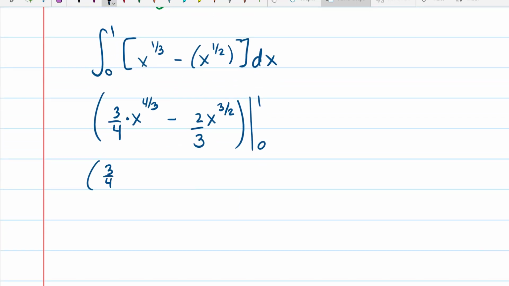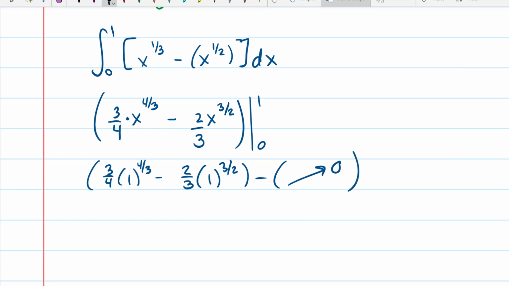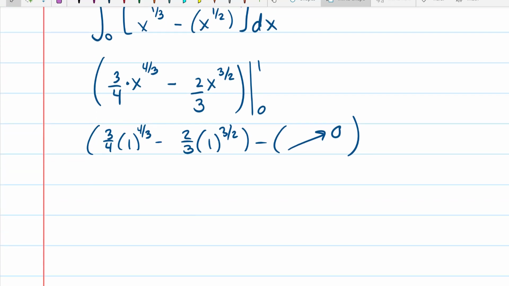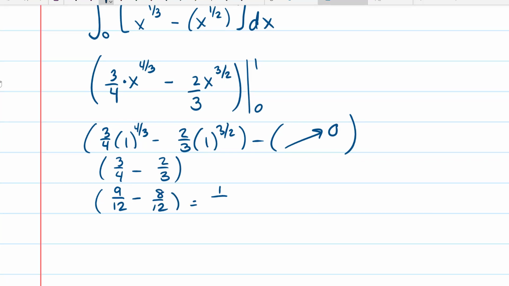So we get 3/4 times 1 to the 4/3 minus 2/3, 1 to the 3/2 minus, well, this whole thing is going to be 0, because I plug in 0, I get 0. So this is 3/4 minus 2/3. Again, finding common denominators, we get 9 over 12 minus 8 over 12, which gives us 1/12 units squared.